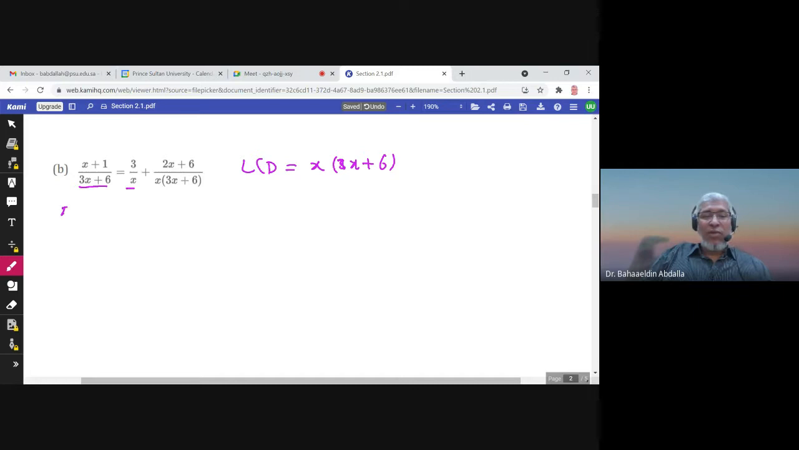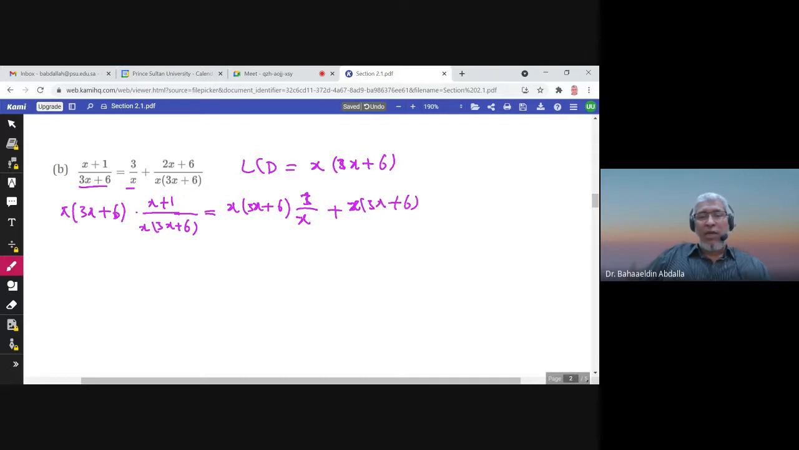And now we need to multiply each term in the equation by this LCD. So that's the left-hand side. And now I multiply 3 over x times the LCD. And then I multiply the LCD times the second term in the right-hand side.